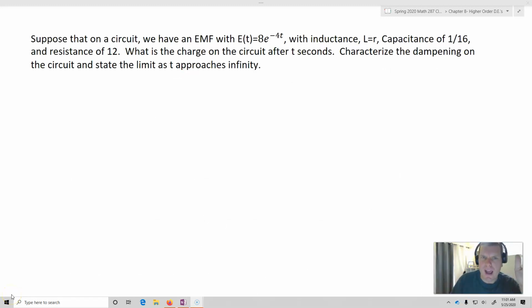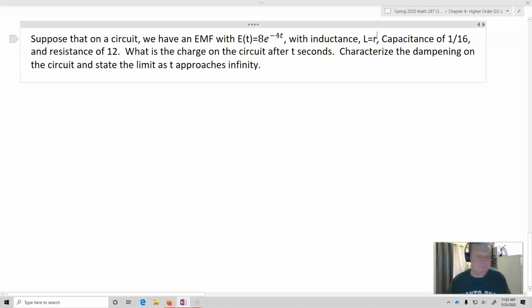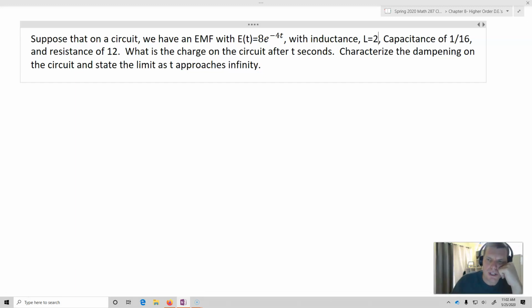Suppose that on a circuit we have an EMF with E of t equal to 8e to the negative 4t, with an inductance L equal to 2, capacitance of 1/16, and a resistance of 12. What is the charge on the circuit after t seconds? Characterize the damping on the circuit and state the limit as t approaches infinity.